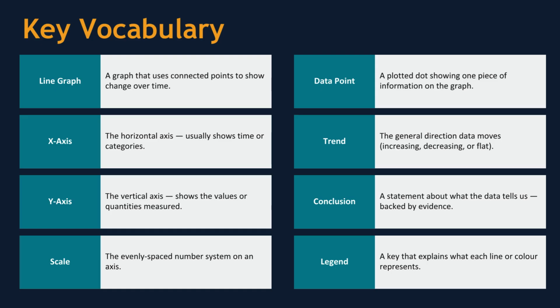A trend is the general direction the data moves, whether increasing, decreasing, or flat. A conclusion is a statement about what the data tells us, backed by evidence from the graph. And a legend is a key that explains what each line or color on the graph represents.